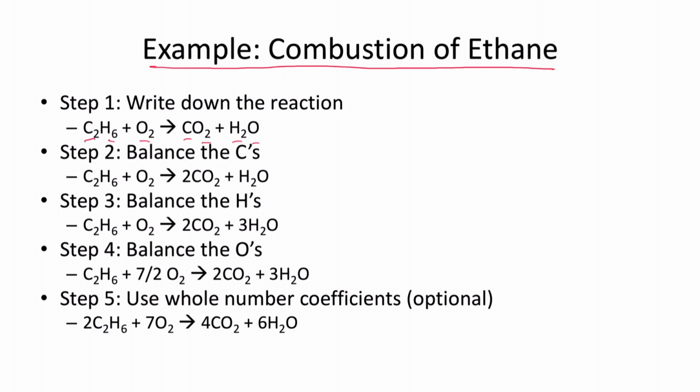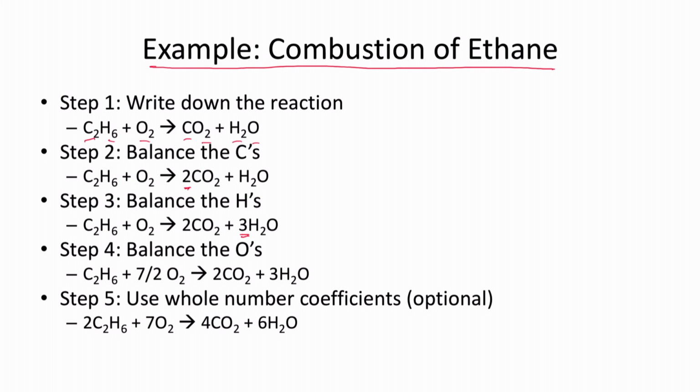I have 2 carbons on the left, so I'm going to use a coefficient of 2 to balance it on the right. So I have 2 CO2. Then I'm going to balance the H's. I have 6 H's on the left, but I only have 2 H's on the right. I need a coefficient of 3, right? 3 times 2 is 6. So now the hydrogens are balanced.